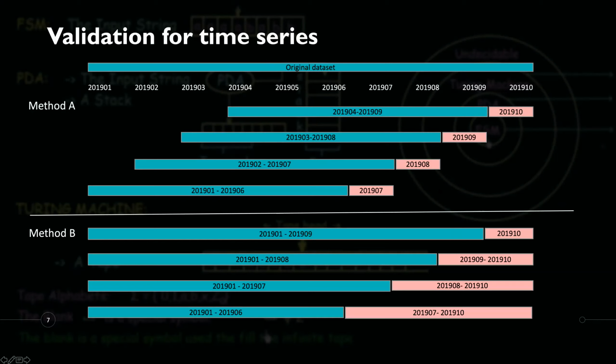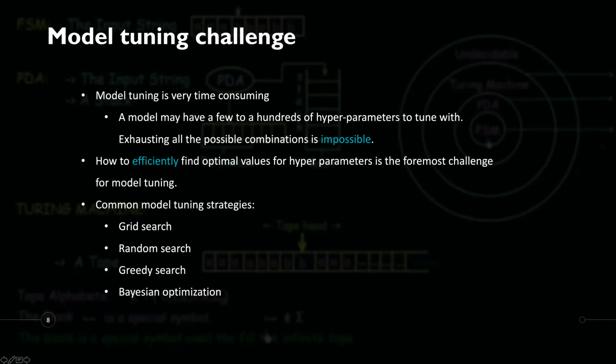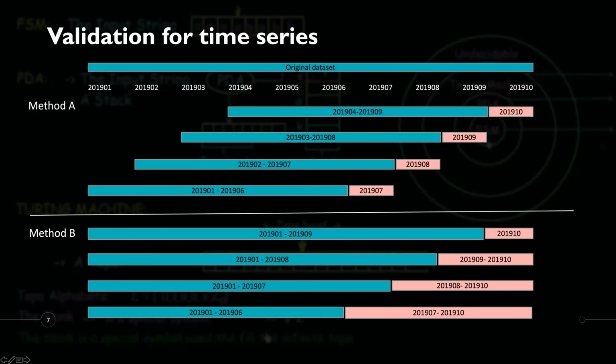Another way is to move the window a little bit. You can use 1 month of data for the first validation, 2 months of data for the second validation, and 3 months of data for the third validation, and correspondingly we would end up with less and less training data.